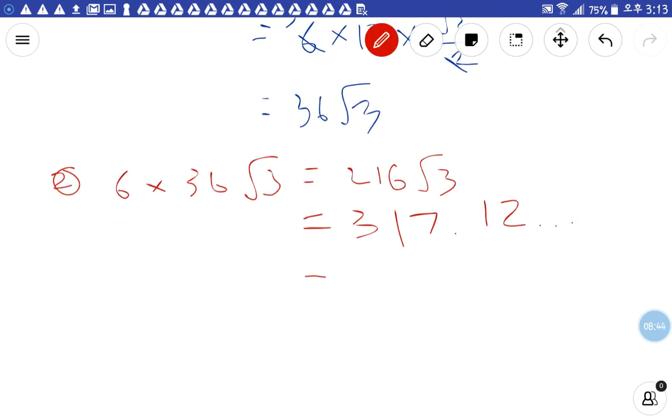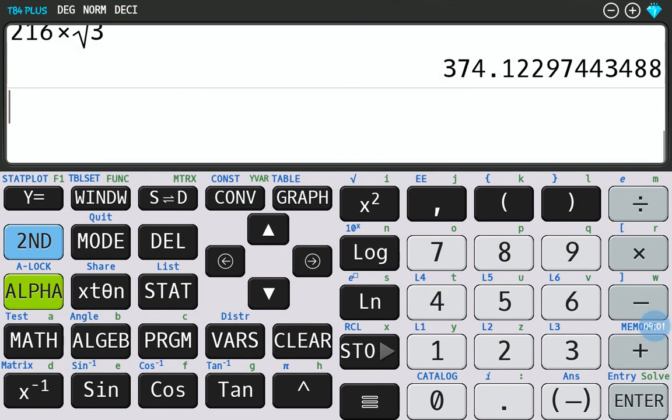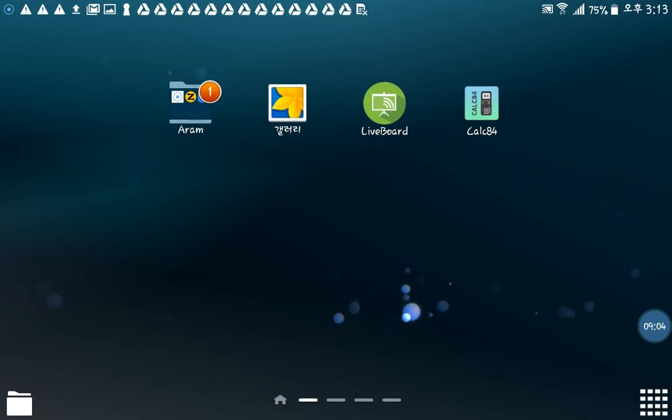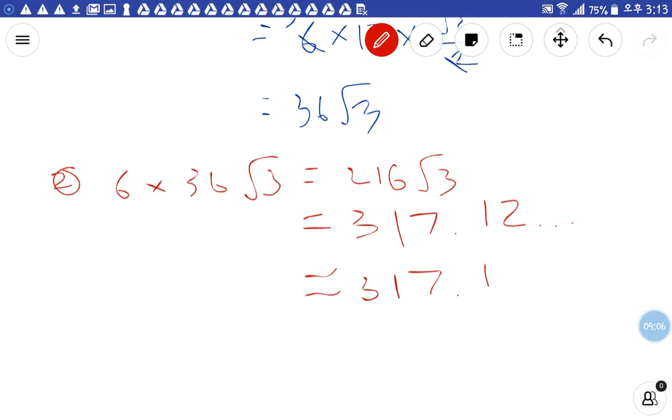That would be 374.1. What is our unit? Do we have a unit here? Yes, inches, so it's square inches. Okay, give me 1 second. 374, let me change it. 374.1 square inches. That's my answer.